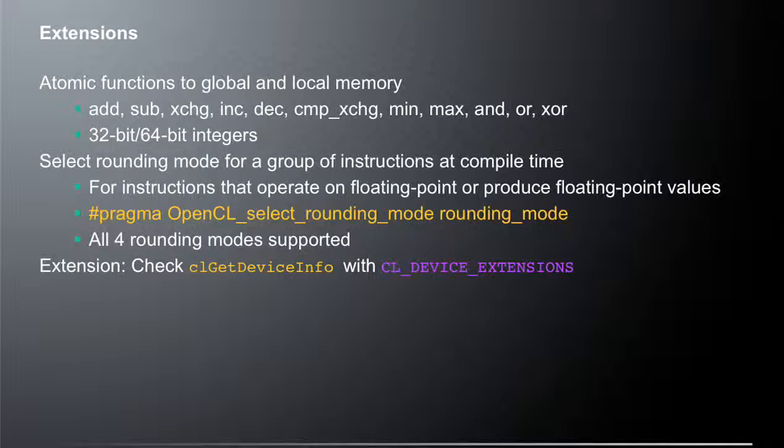How you actually check these extensions is you use clGetDeviceInfo with CL_DEVICE_EXTENSIONS. This will tell you about the extensions that are supported by your runtime. And that will depend: one CPU versus one GPU versus another GPU might have different support for different extensions. So this is something you want to check at runtime if it's something you absolutely need to use.